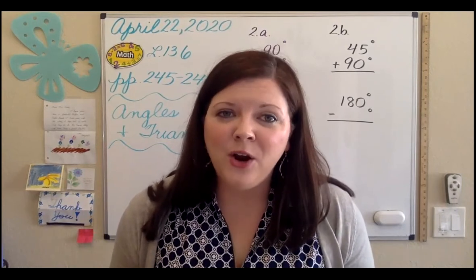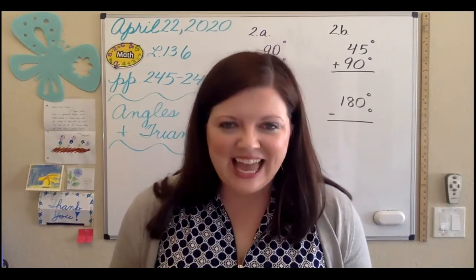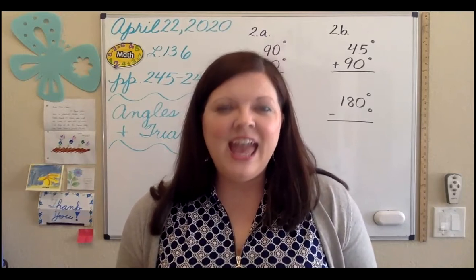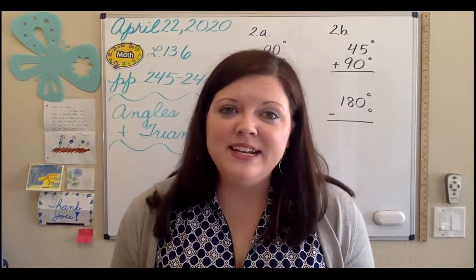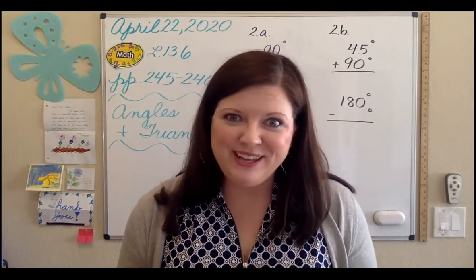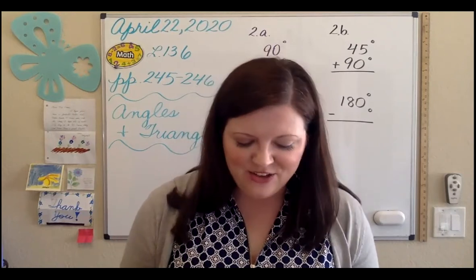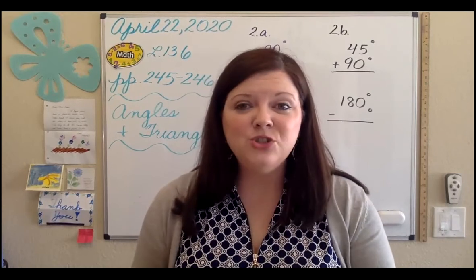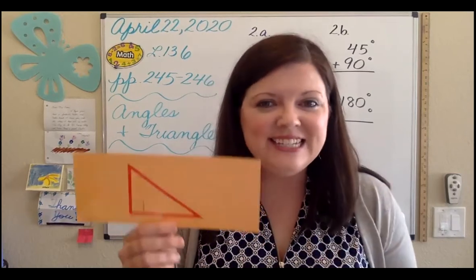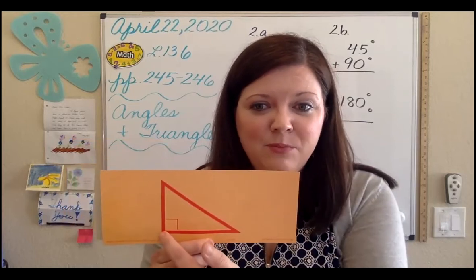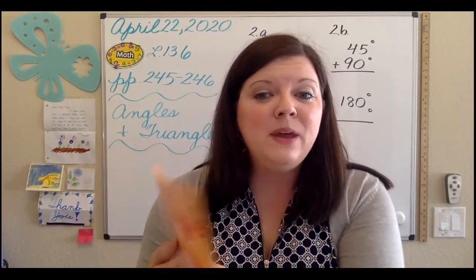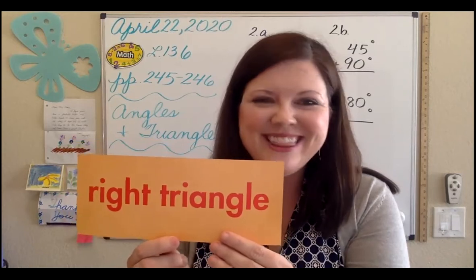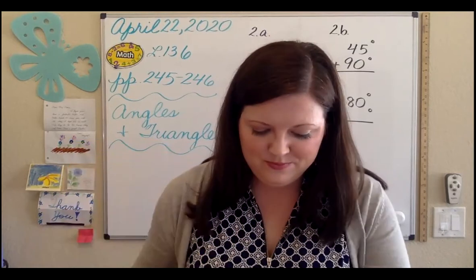The little square always represents 90 degrees. In a triangle, if there is a 90-degree angle, there will only be one 90-degree angle. Letter B is called a right triangle. A right triangle has one 90-degree angle. It could be here or there, but it will only have one. This is a right triangle.